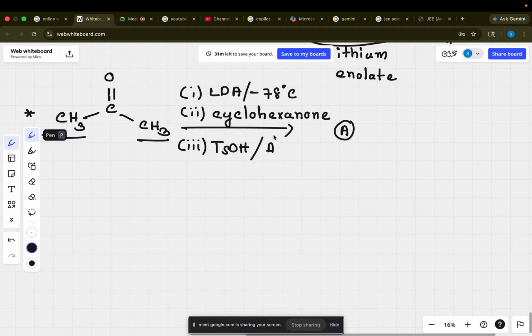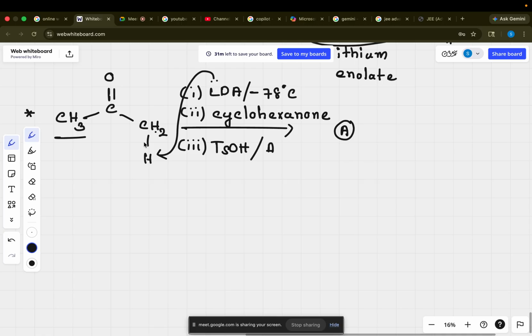What are you getting? CH2 double bond C, so basically... You are saying the first step, yes. So LDA will abstract the proton from here, because it is a base. LDA will abstract the proton from here.